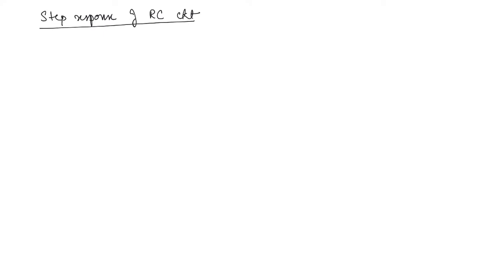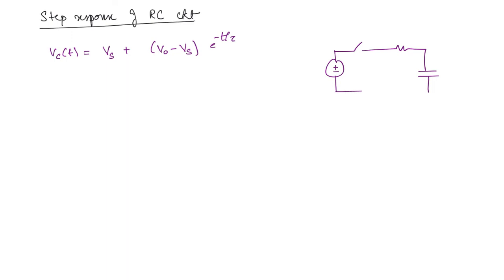If you see the voltage, we saw that Vc of t is equal to Vs plus V naught minus Vs e to the power minus t by tau. Now what was the circuit? This was the circuit, with Vs, R and C. So what was the final voltage across the capacitor? It was Vs. This result we got from the mathematical analysis.